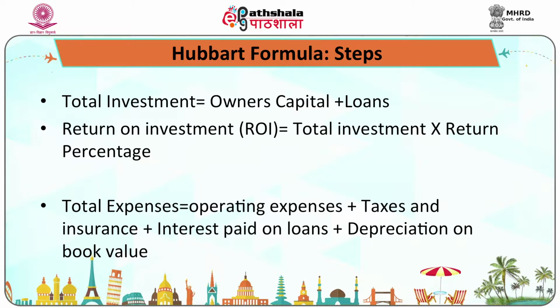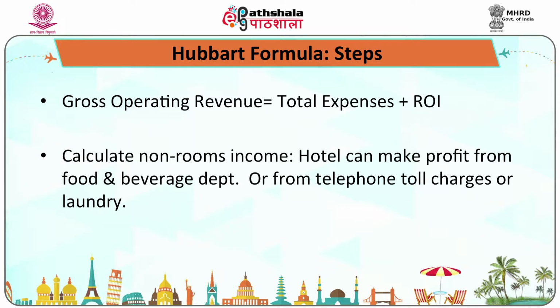Second step, total expenses equal operating expenses plus taxes and insurance plus interest paid on loans plus depreciation on the book value. The third step includes gross operating revenue, which equals total expenses plus ROI. The fourth step includes calculation of non-rooms income. A hotel can make profit from the food and beverage department or from telephone toll charges or laundry.